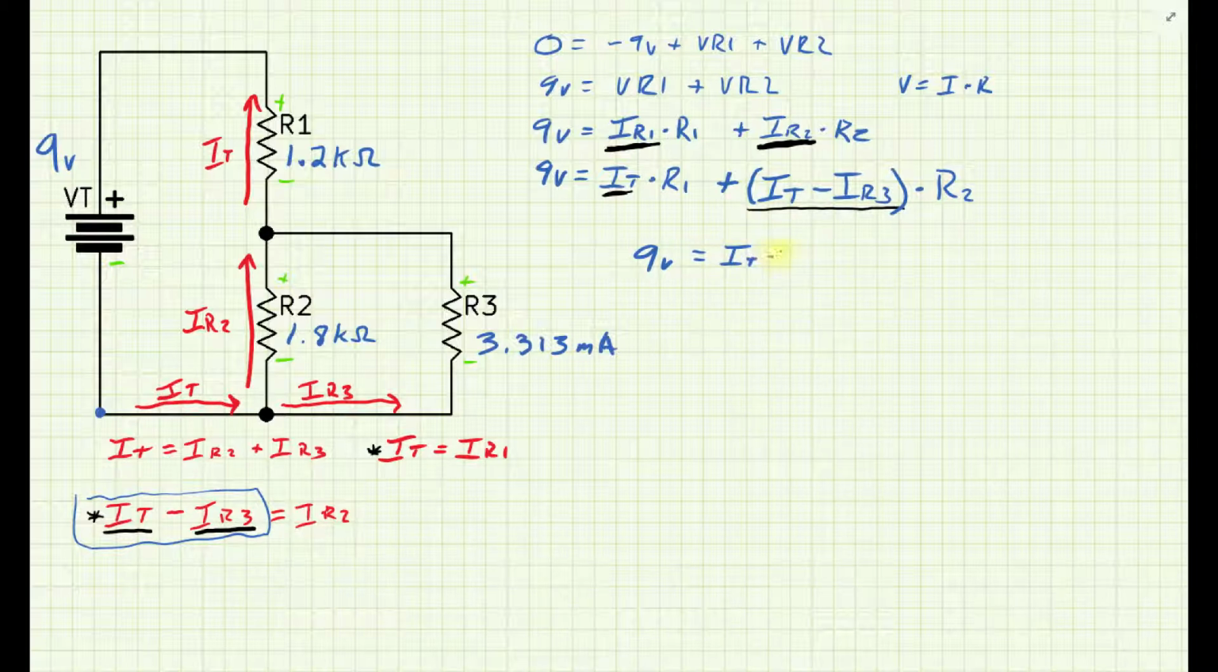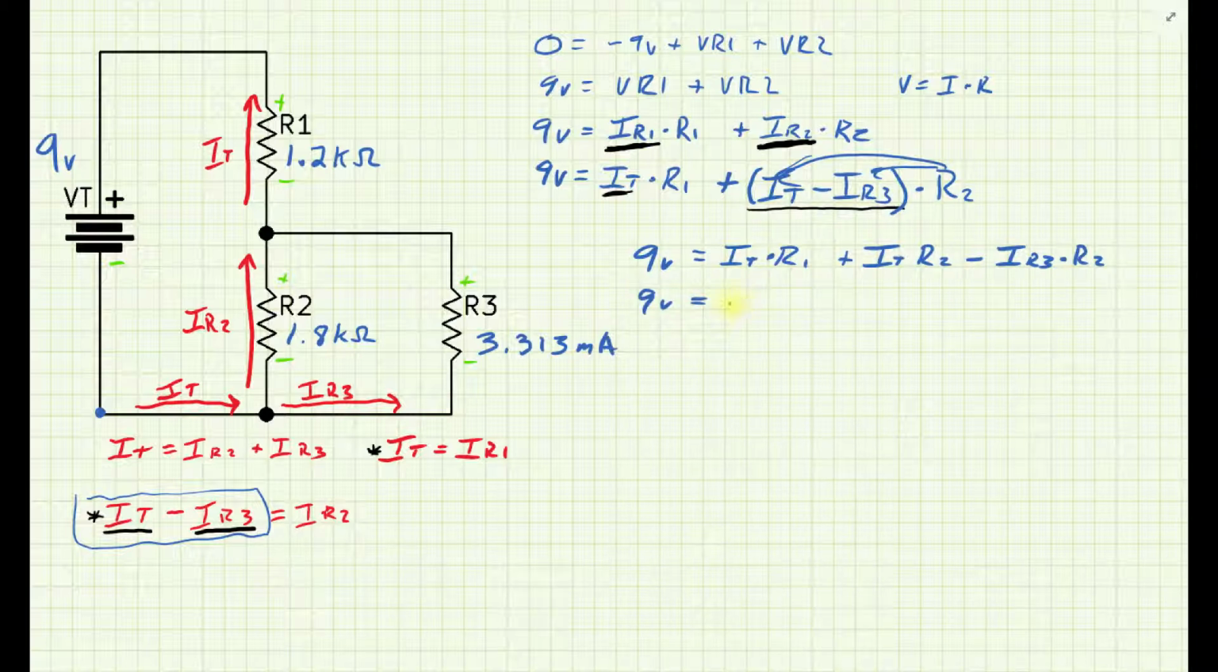IT times R1 plus, now I'm going to go ahead and do this distribution and just break all these things up, because I'm going to solve for IT, so I've got to get it out by itself. So IT times R1, plus IT times R2, minus IR3 times R2. Alright, so now I've just distributed my R2 term in. Now I can see I've got two terms with IT. That's the one I want to get by itself.